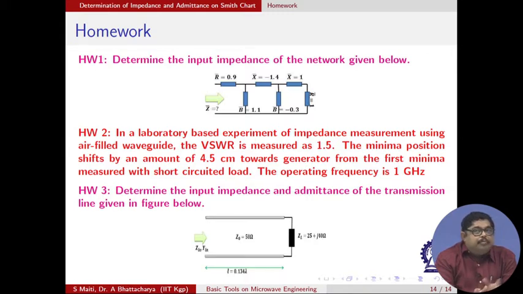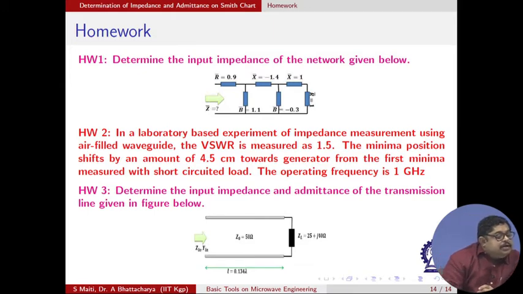So, by whatever we have taught, you will be able to do this. The first problem, you see that we have given various combinations of R and B, that means susceptance and resistances, reactances, etc. Some are in series, some are in parallel. So, you will have to find the input impedance. What I advise, since you are asked to find input impedance, is that you start from the load side.